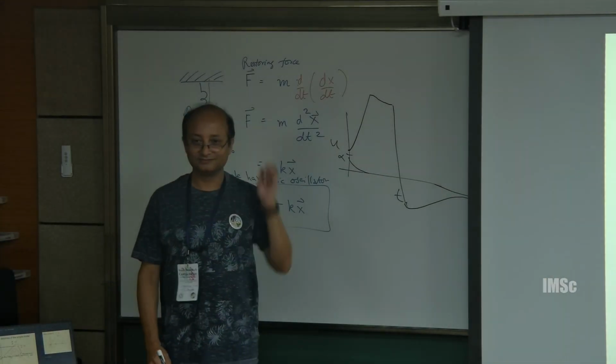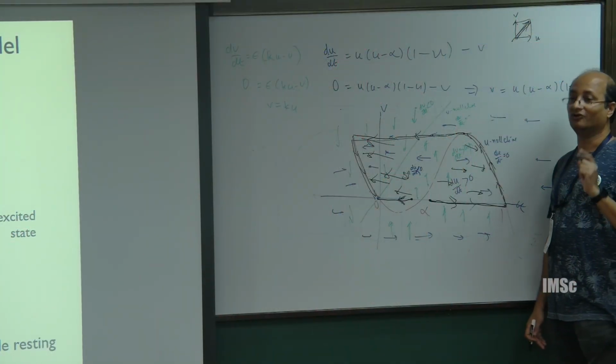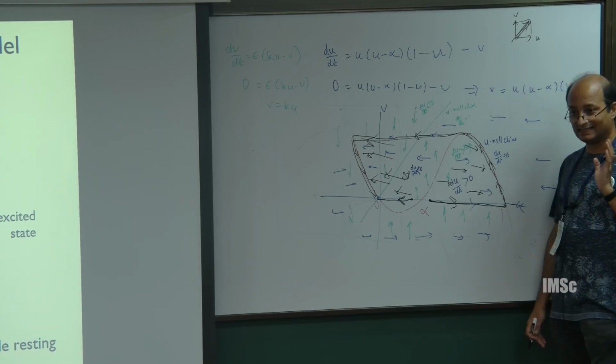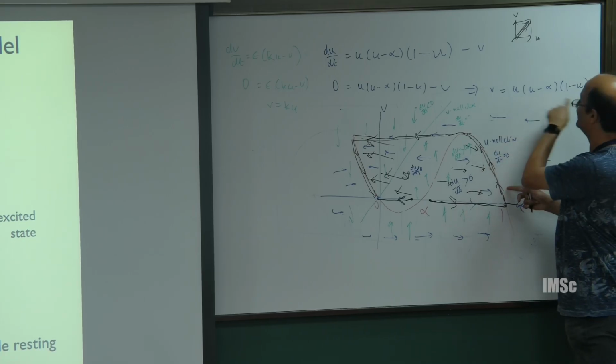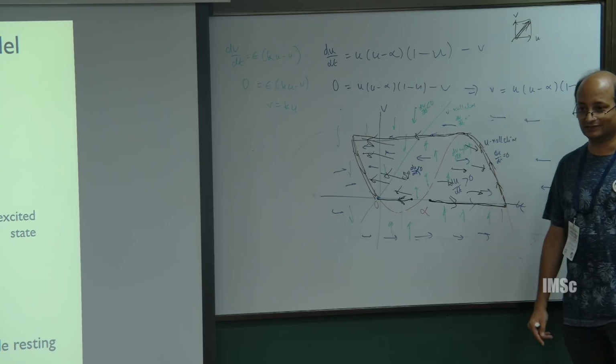Question: along that hike U takes on the right side, du dt is 0. Yes, but U is changing. You are on the curve, and U is changing because of the V contribution. du dt itself is 0. Everywhere on this curve you are satisfying the condition V equals U into (1 minus alpha) minus U. It's because of that minus V term.